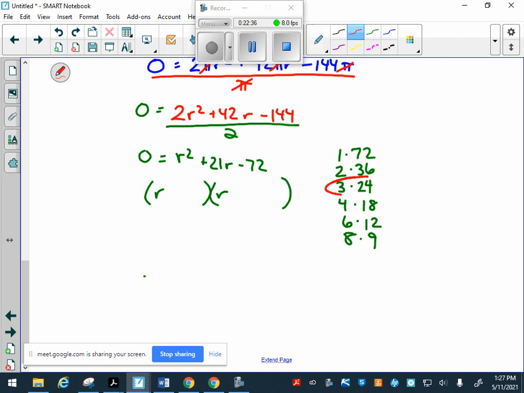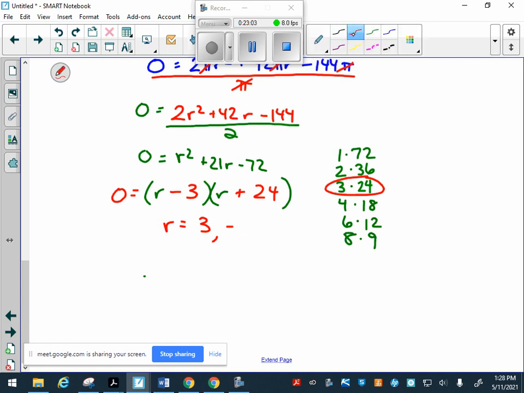So if you're stuck and you're like, I don't know what multiplies to 72 and adds to 21, just make a list of everything that multiplies to 72. You're bound to come up with it, right? So we've got 3 and 24. In order for it to be a negative 72 and a positive 21, we need a positive 24 and a minus 3. So radius is equal to 3 or negative 24.